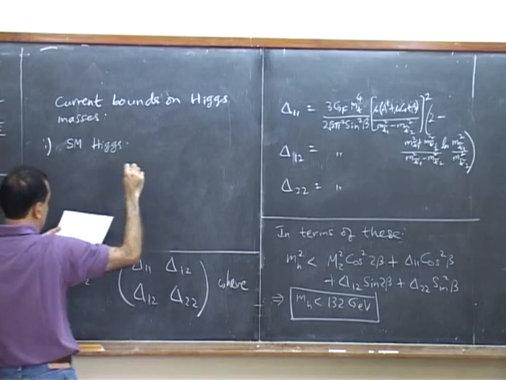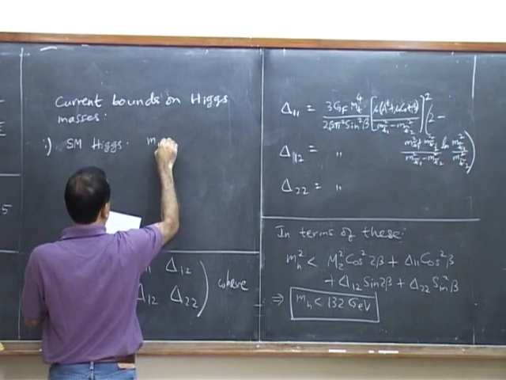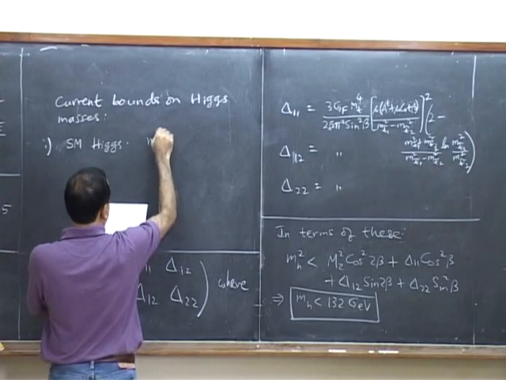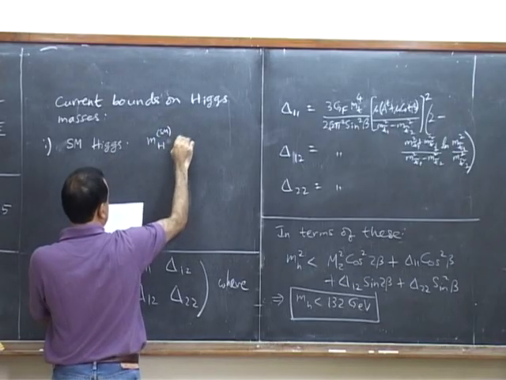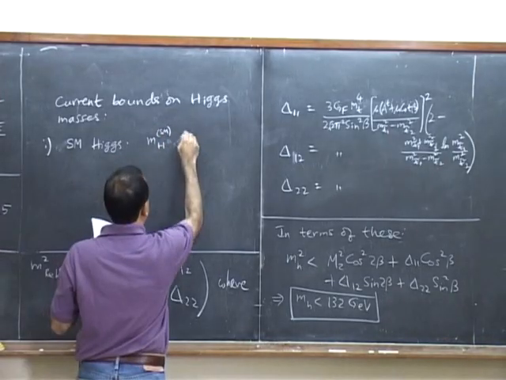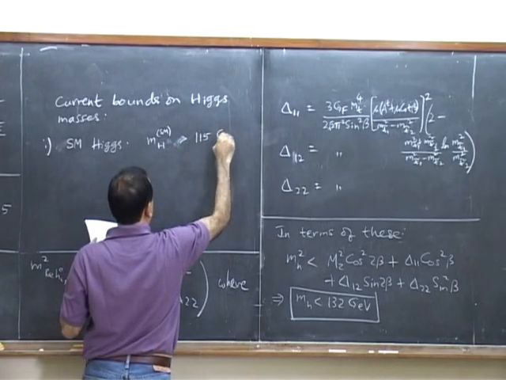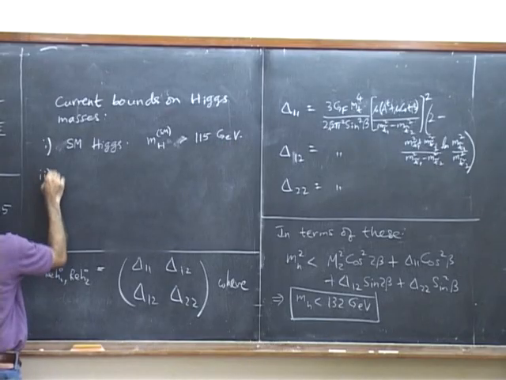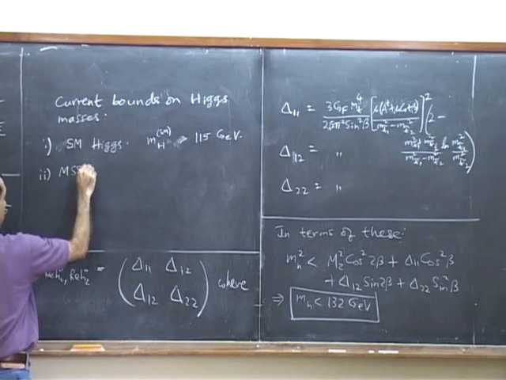And the standard model Higgs satisfies that M of capital H, I'll put SM here. So this Higgs is a single neutral Higgs and it is called capital H, and this is supposed to be greater than 115 GeV. Okay. The second thing they give you is the bounds on MSSM Higgs.